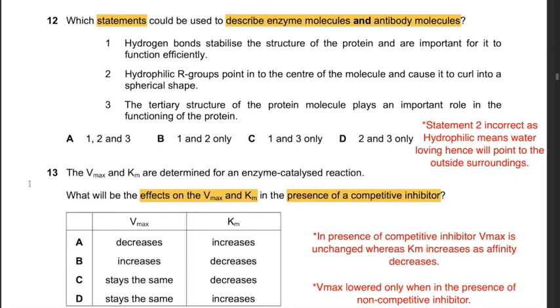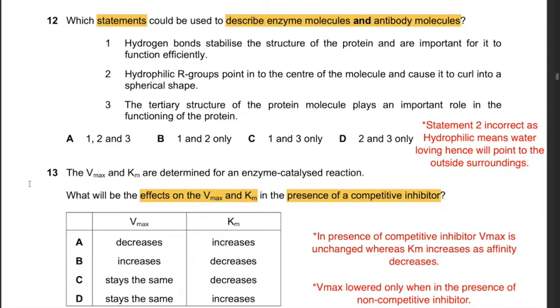Statement 2, hydrophilic R groups point into the center. That is incorrect, as only hydrophobic R groups point into the center, whereas hydrophilic stands for water loving. Hence, it will lie towards the outside region, pointing to the watery solution or watery surroundings. Therefore, 2 is obviously incorrect. It doesn't point to the center but to the outer surface.